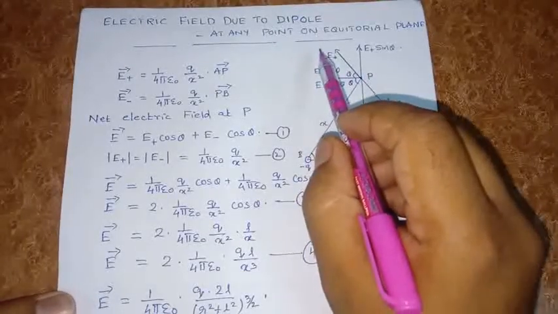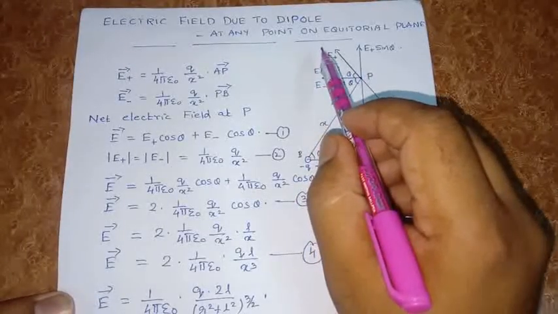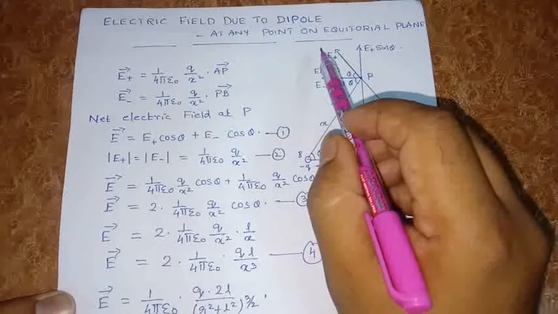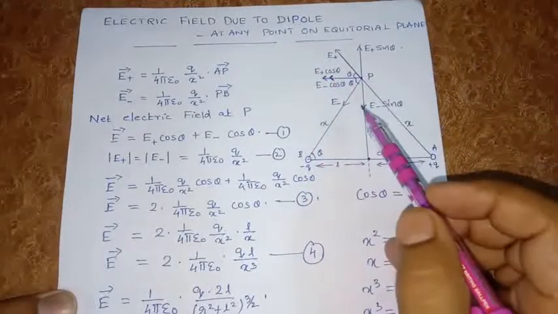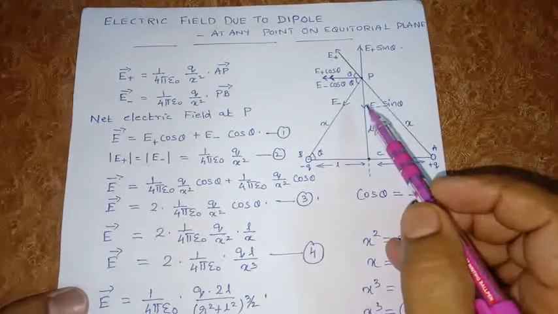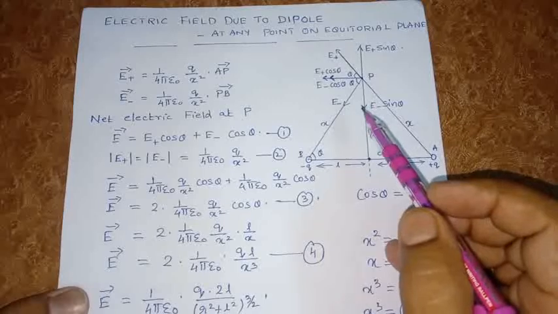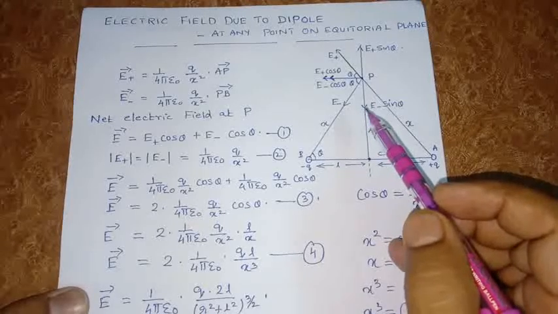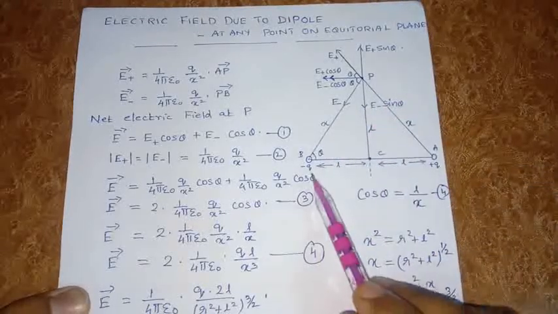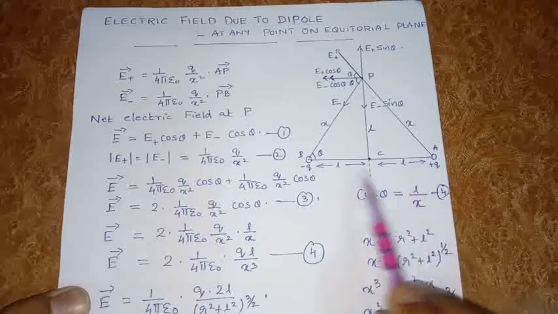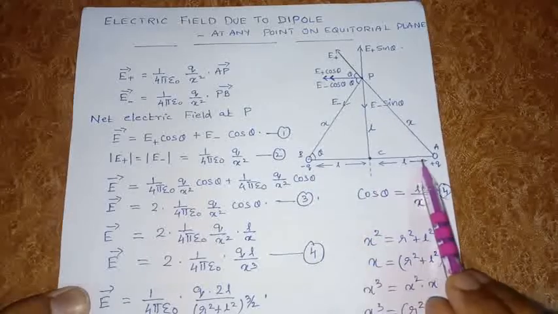Today we will study the electric field due to a dipole at any point on the equatorial plane. Last day we studied the electric field due to a dipole at any point on the axial line, but here it is the equatorial plane. Let us consider the dipole, minus q and plus q charges, separated by a vector distance 2l.